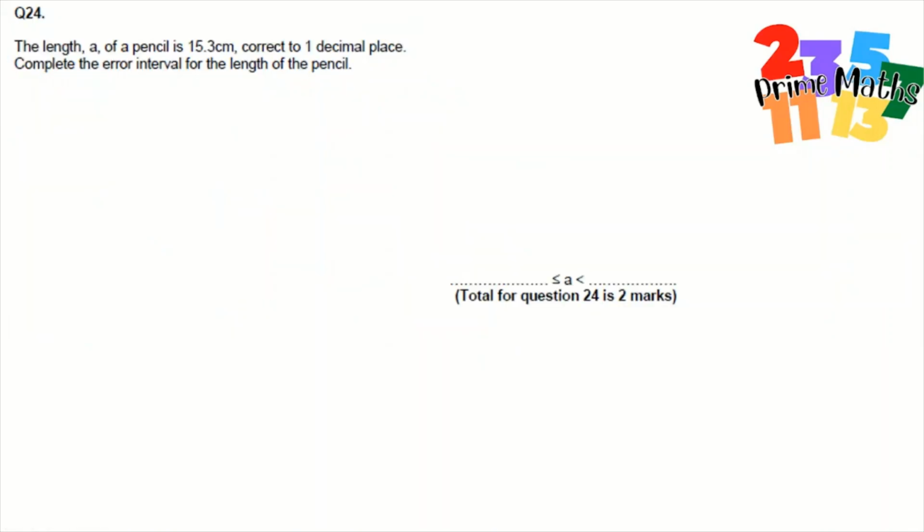Question 24 is an error interval question. It's given us the length of a pencil is 15.3, correct to one decimal place. That means that the pencil could have been between 15.25 and 15.35 centimetres long. You could also write this as 15.349 reoccurring, but as the inequality sign does not have a line underneath it, we can use 15.35 as our upper limit.